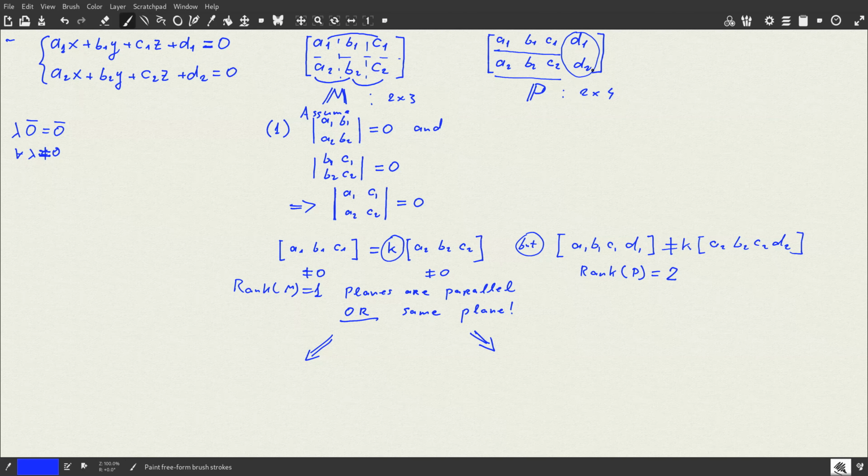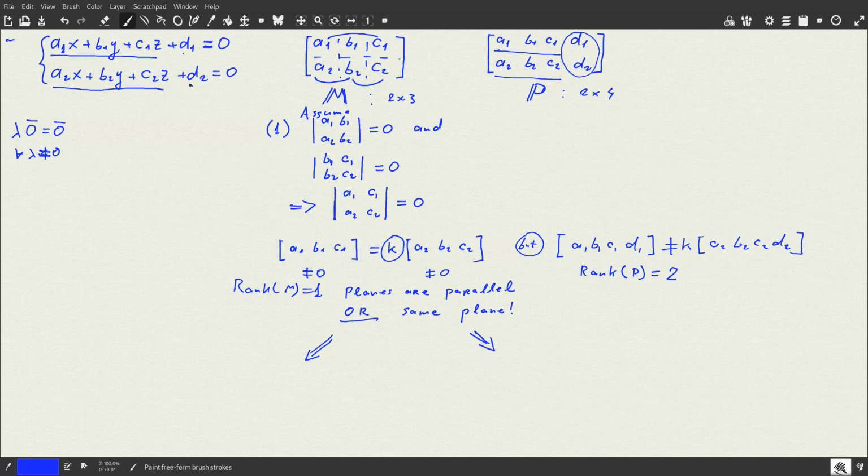So what does it mean in this case? So you see, the normal vectors which define our orientation of the planes are the same, but the free terms D1 and D2 are not the same. What can we say about this?